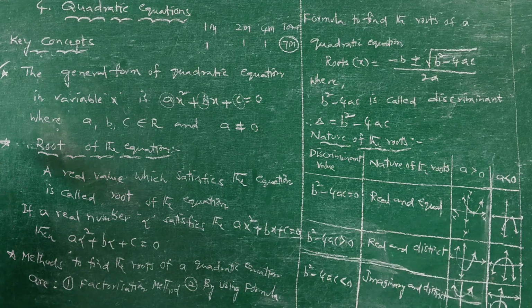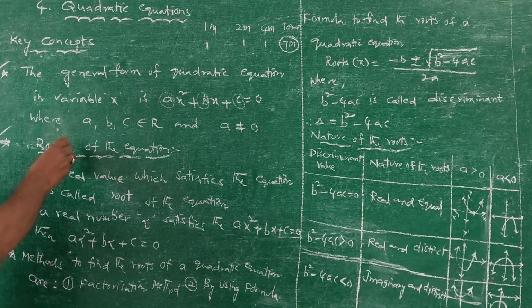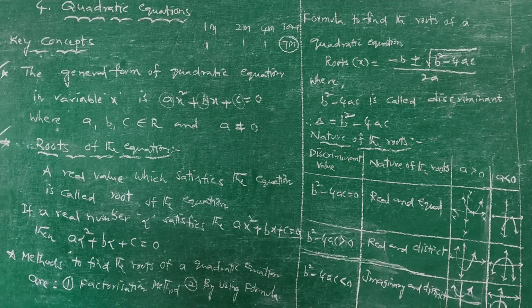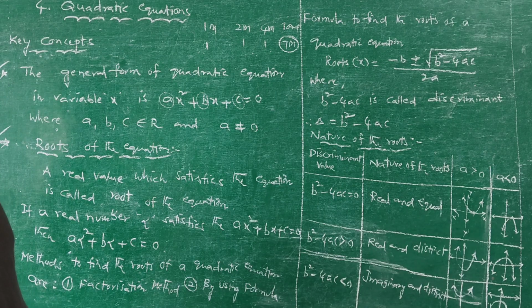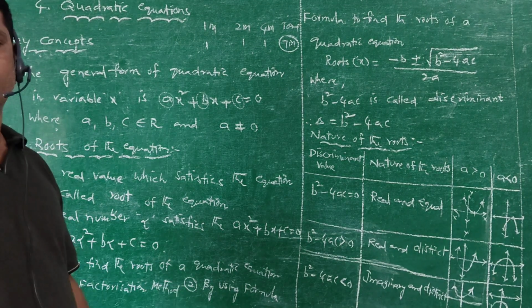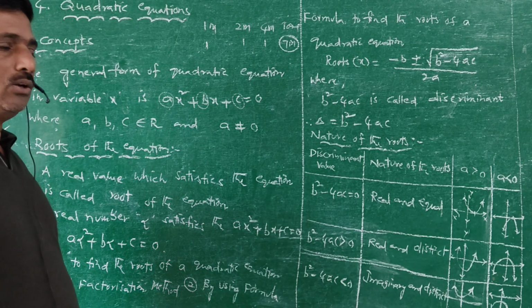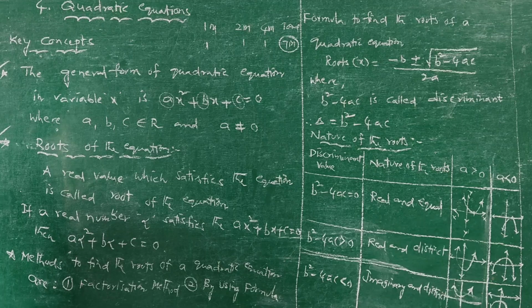Then the next concept is roots of the quadratic equation. Roots of an equation are nothing but solutions. In 9th class we learned how to find the zeros of a quadratic polynomial by splitting it into two linear factors, right? Then each factor has to be equated to 0, and what you get is nothing but the zeros of the polynomial. The zeros of the polynomial are the same as the roots of the quadratic equation.